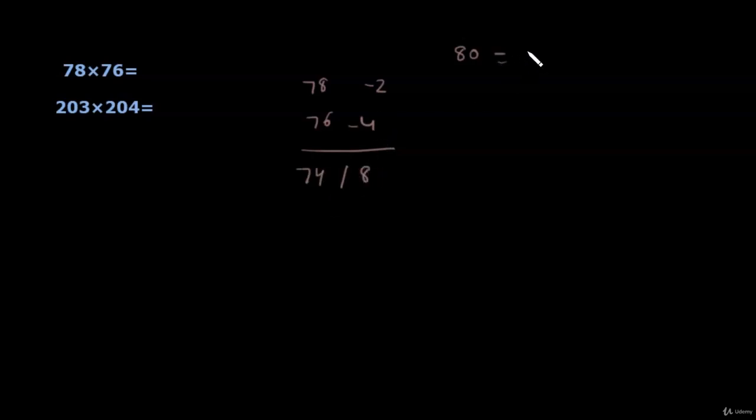Now we can write 80 as 10 times 8. Now here 8 is the sub multiple. So we multiply 74 by 8 and this gives us 592. And because 10 is the main base and the second part has to be a one-digit number, we write 8 as it is. So the answer is 5928.